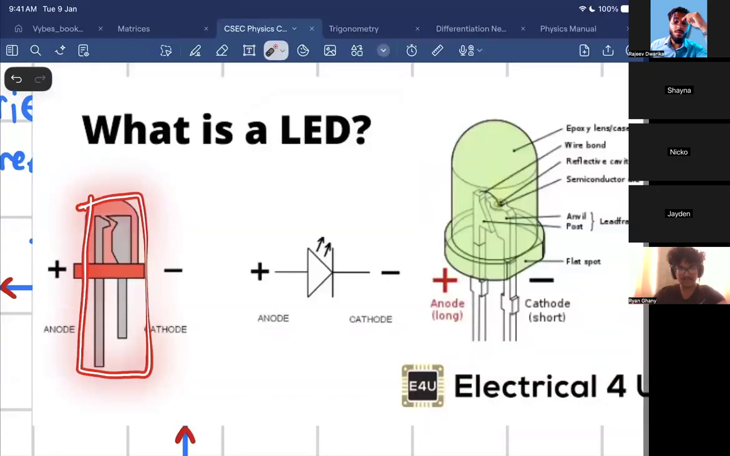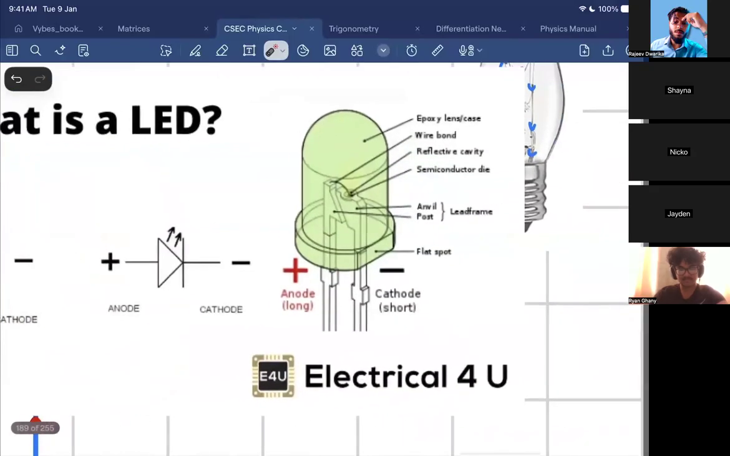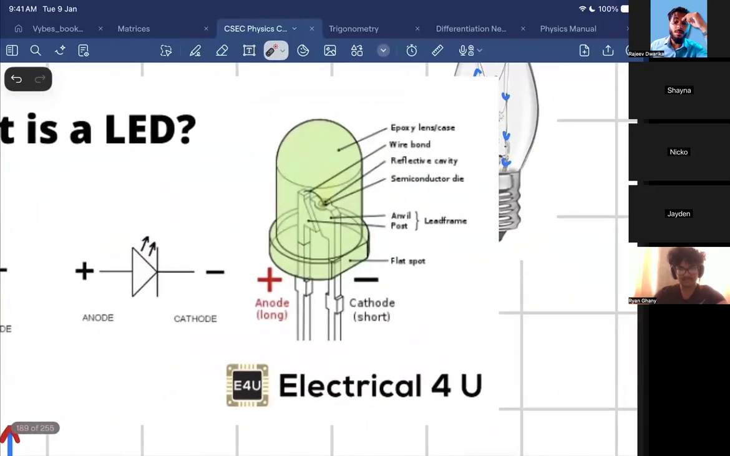Alright, cool. Let's look at the structure a bit closer. You notice it has a thin piece of wire jumping from here to here. Are you seeing that or no?